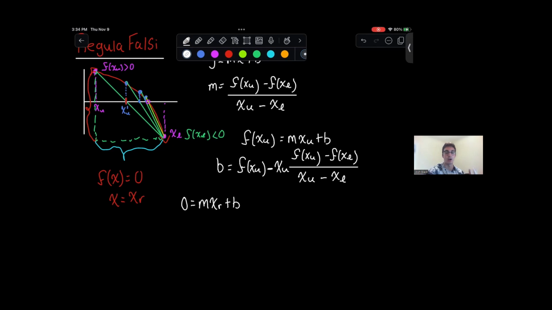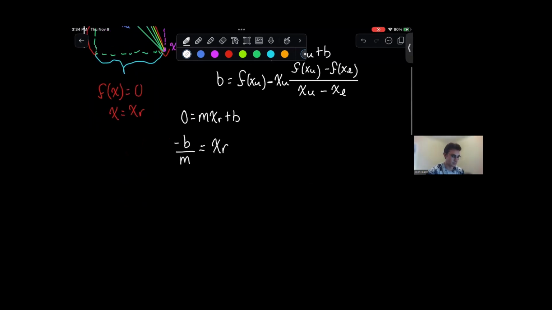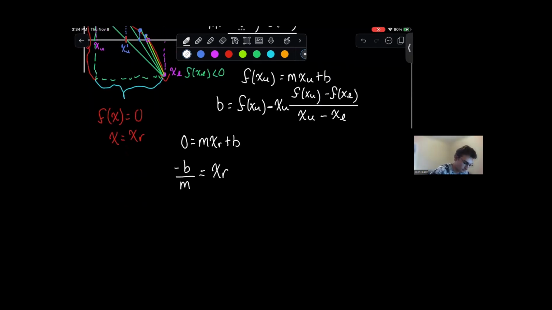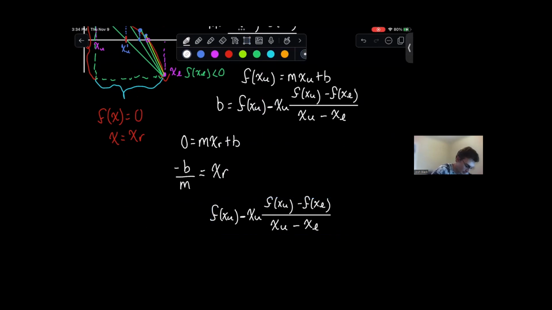Now, we would find xr, our new solution, by rearranging and solving for xr. We would do this by taking negative b divided by m is equal to xr. Now, let's write that out in full. So our b is going to be here. I'm going to toss xr on the left side. And it's going to be negative b.